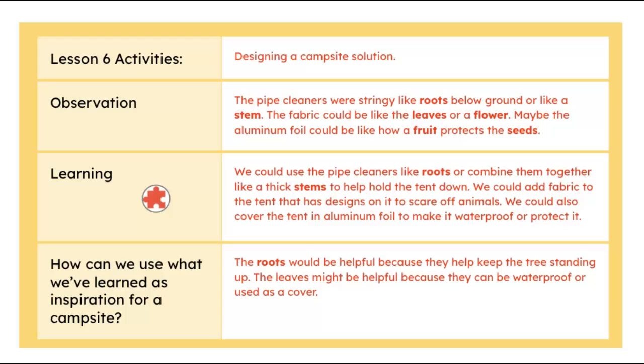The goal of this class discussion is to analyze the materials to identify how they can be used. You will use the discussion to create the Lesson 6 summary chart. From the discussion, students should understand that the roots would be helpful in the campsite because they help anchor objects, and leaves might be helpful because they can be waterproof or used as a cover.